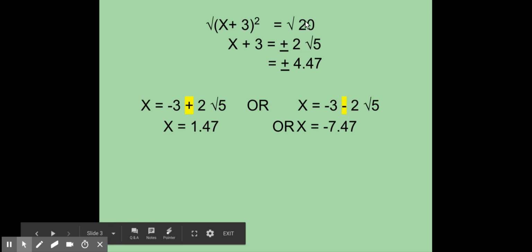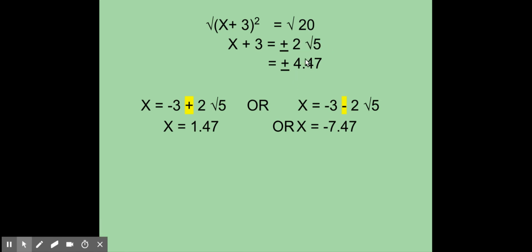If it's still confusing how to take a simplest radical, you could just make square root of 20 into 4.47. So you have plus or minus, because it could be a negative 4.47 or it could be a positive 4.47. So here's where we get our two answers. We subtract 3 from both sides.